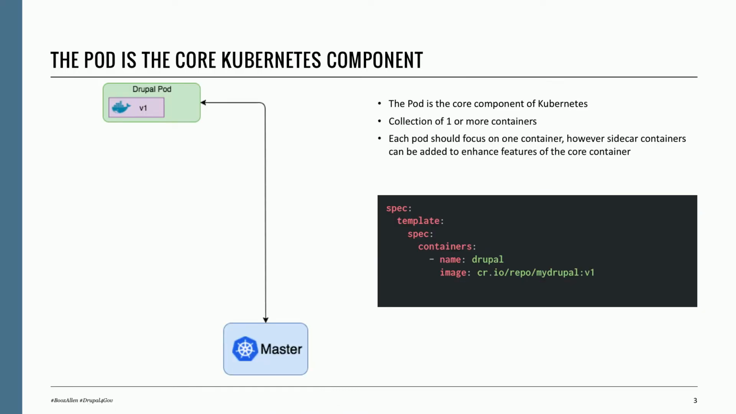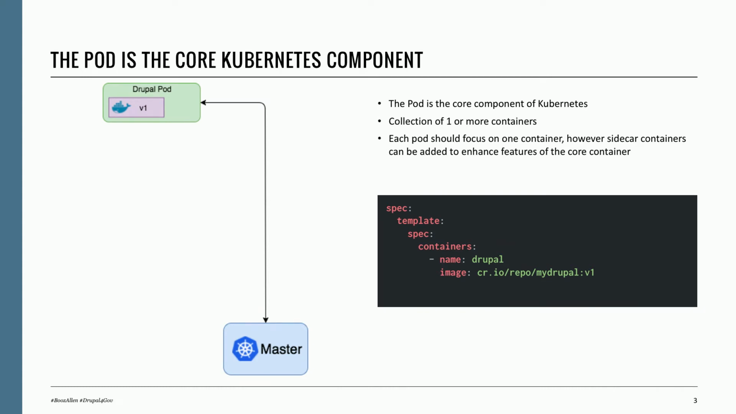So we will start with the core of Kubernetes, and that's the pod. The pod is the central component of Kubernetes. Generally speaking, it's a one-to-one relationship between a Docker container and a Kubernetes pod. One pod wraps one container. You could sometimes have some special cases where you have a pod that runs multiple containers, a sidecar to enhance your original pod, but generally speaking, one-to-one, and it's controlled by your Kubernetes master.